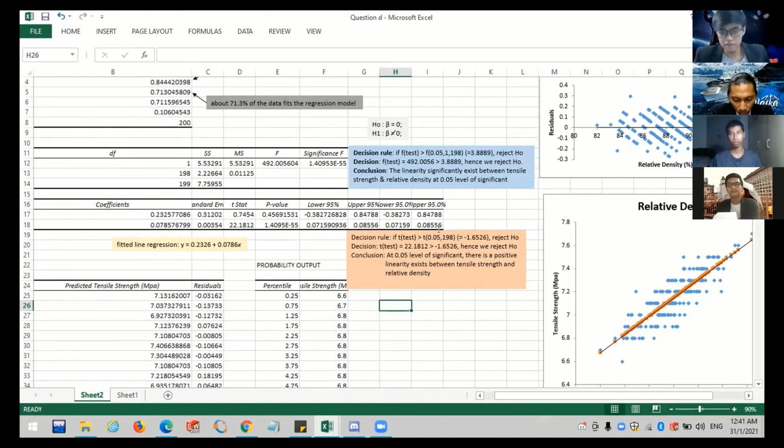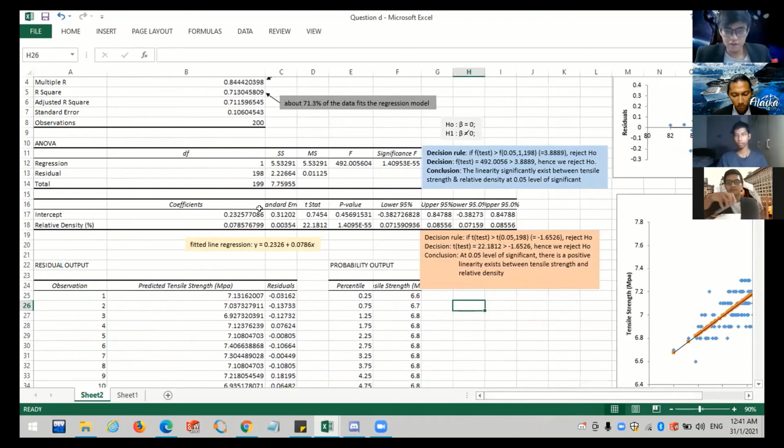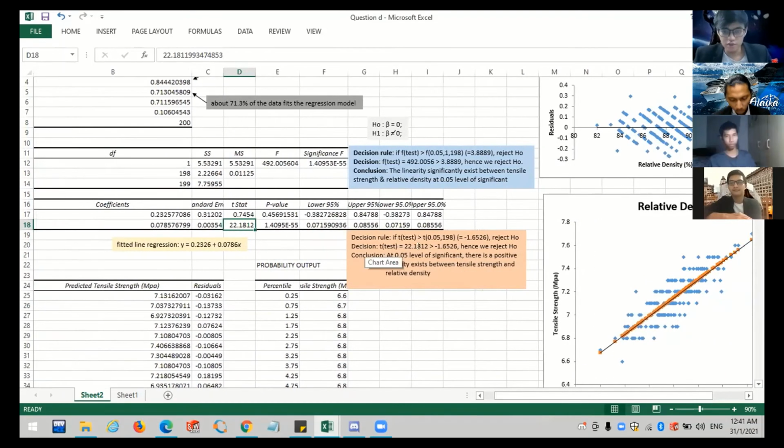If t-test is larger than t at 0.05, 98, this value we get from the statistical table. The value is negative 1.6526. If the value of t-test is larger than negative 1.6526, we have to reject H0. So the decision that we make from the table: we obtain the value of t-test as 22.1812.